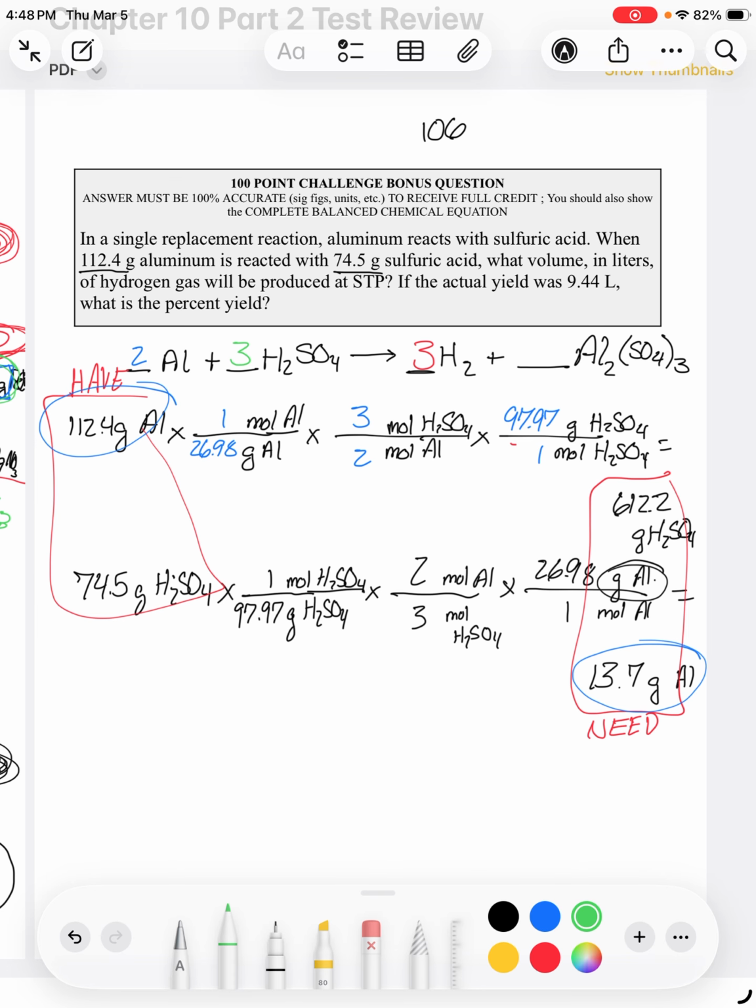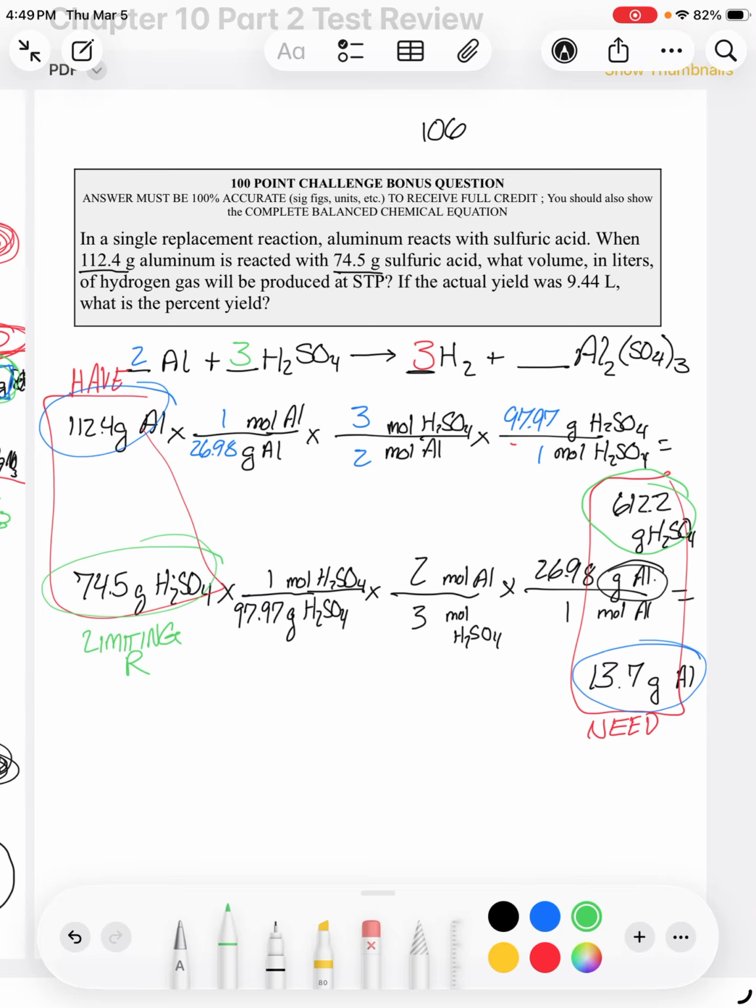Let's look at the other one. We have 74.5 grams of sulfuric acid, but we need 612.2 grams of sulfuric acid. We need to go to the store and get some more sulfuric acid. So our limiting reactant is going to be sulfuric acid.